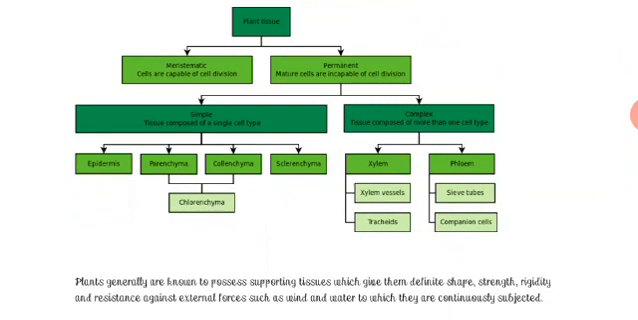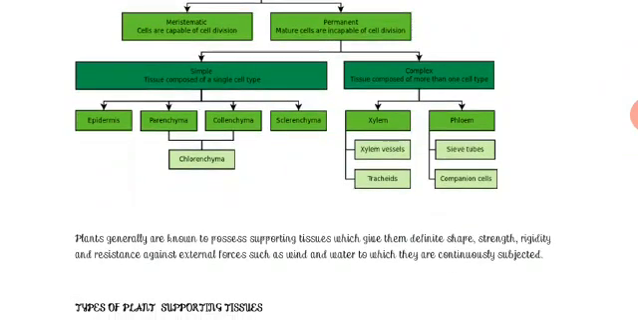Now, talking about the simple, that is where we have the common epidermis, we have the parenchyma, we have the collenchyma, we have the sclerenchyma, and under the complex one, that's where we have the xylem and phloem. Still in the table, you may later hear about chlorenchyma. That is a combination of the parenchyma and collenchyma.